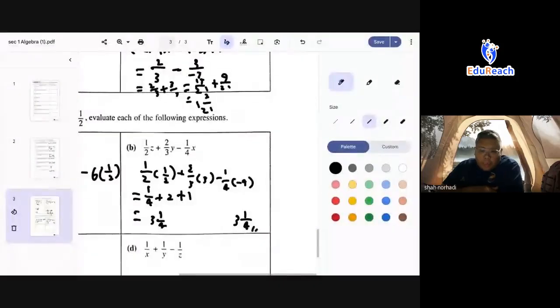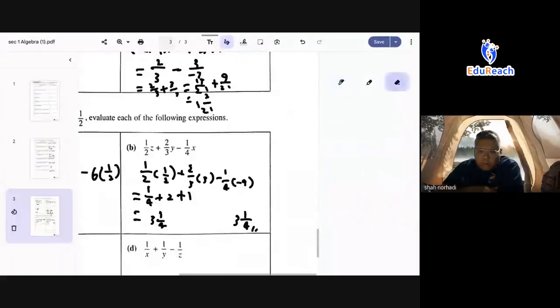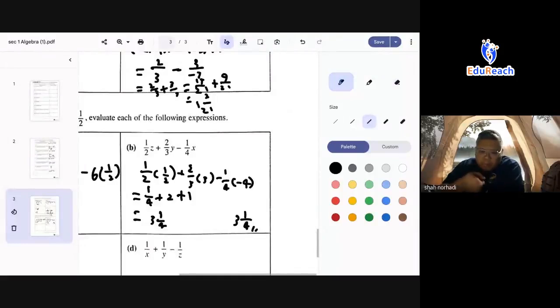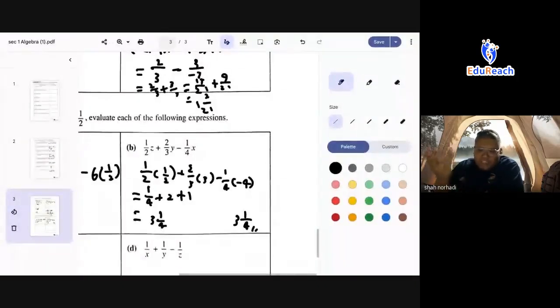Half bracket half plus 2/3. 2/3 or 3? Wow, your handwriting, I can't see clearly. 2/3 bracket 3 minus 1/4 minus 9. There's 4. 1/4 minus 4. Wow, your 4 and your 9, very funny. The first part, okay, now looks like your 4 because just now it's 1/4. The 4 on the 1/4 and the 4 inside the bracket is totally different.